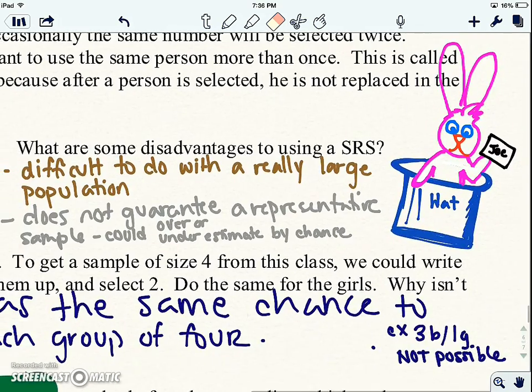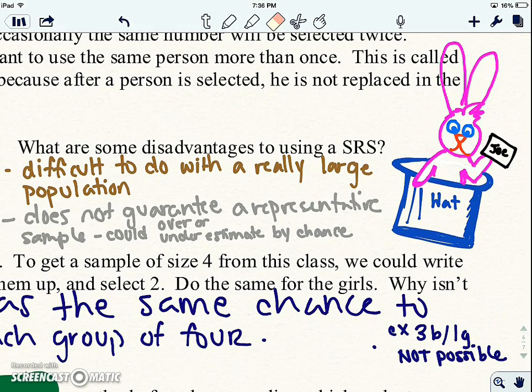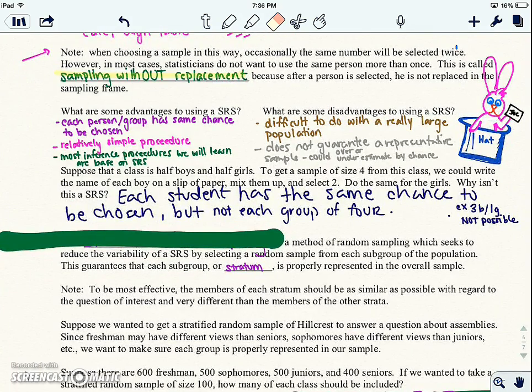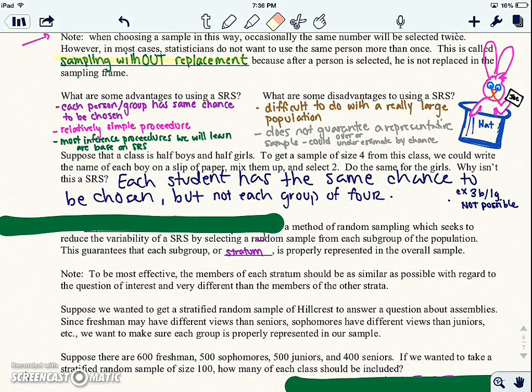Okay, and so here's my little rabbit in a hat, right? Rabbits come out of hats for magicians, and he's pulling names out that have been placed in there, so he's randomly selecting names. Okay, so here's an example of a way that doesn't do it.